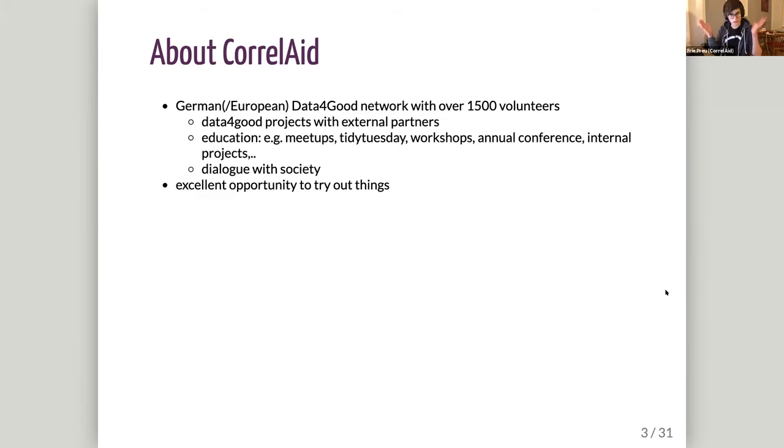So what is this CorrelAid that I keep talking about? CorrelAid is a German and European Data for Good network with over 1,500 volunteers. We have some chapters in France and the Netherlands. And we have three things that we do. We do Data for Good projects with external nonprofit organizations, and those are pro bono. So our volunteers do those Data for Good projects for the nonprofit organizations for free.